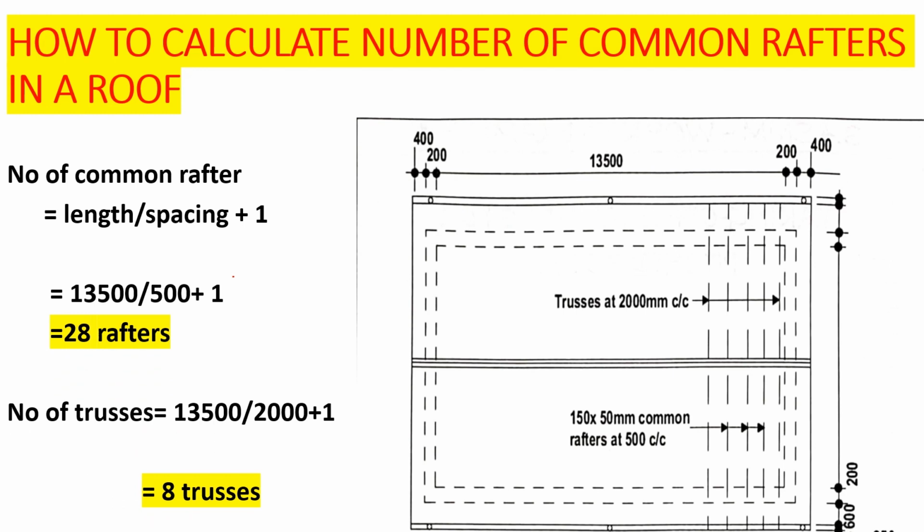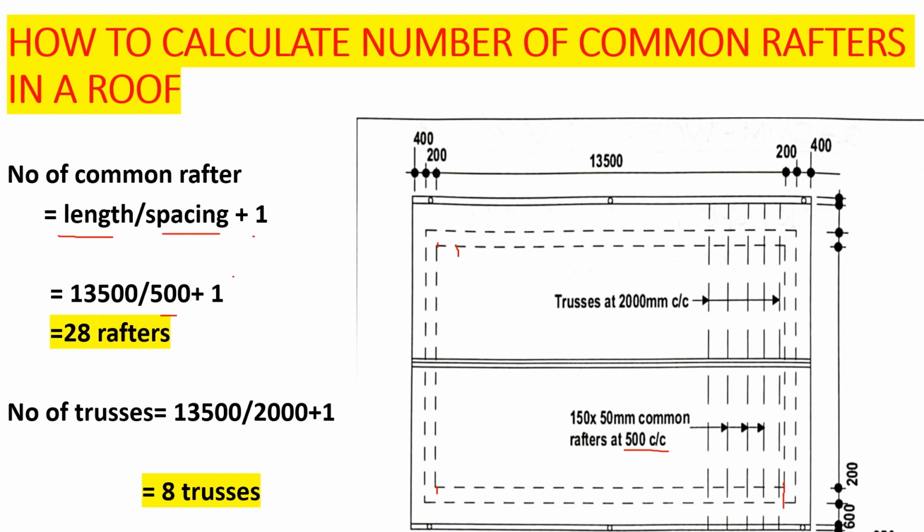So we've said the common rafters are 150 by 50 at 500 millimeters center to center. So for us to get the number, it's the length divided by spacing plus 1. So let's look at our length. If you look at the common rafters, they are starting from a point here up to this end. So it's not inclusive of the walls. So we are taking the span, that is 13500, divided by the spacing, which is 500, plus 1. That gives us 28 rafters. So it means if we didn't have the trusses in between, we'll have 28 rafters starting from here, spaced at 500, all the way up to this point. We'll have 28 rafters. But now that is not the case.